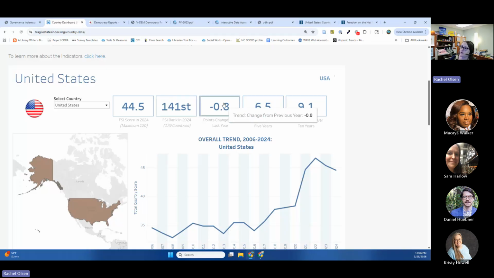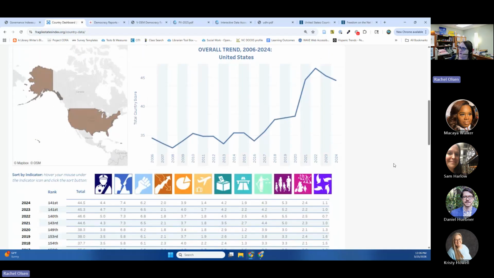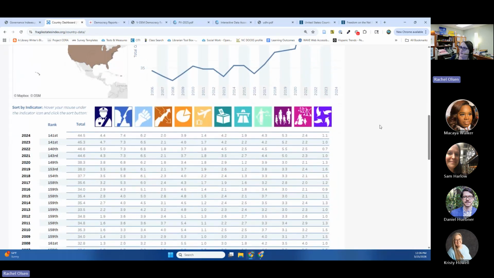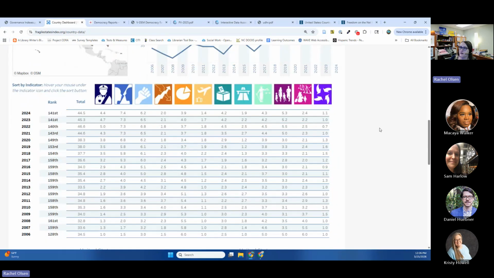And you can see how we've changed from the last year, how we've changed over the last 5 years, 10 years. You can look at their overall score. So I definitely appreciate seeing this and seeing it laid out. And these are the different indicators that you could potentially click on. Right here, this one has to do with the security apparatus of the country. You can see this one has to do with state legitimacy, economic equality.